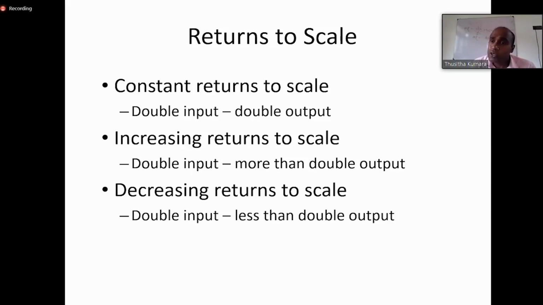Like in the short run, if you remember the previous class with the short run production function, we had a different behavior. I hope you remember my example, photocopy machine and the number of workers. In the beginning, it was increasing at an increasing rate, then increasing at a decreasing rate, and then decreasing. The reason behind that was the law of variable proportion. I hope you remember.